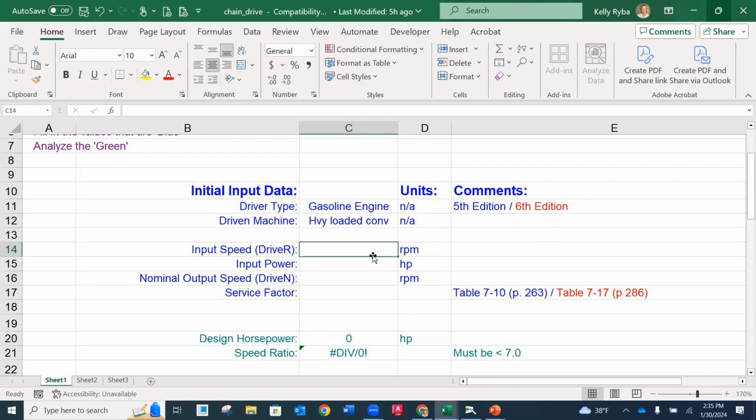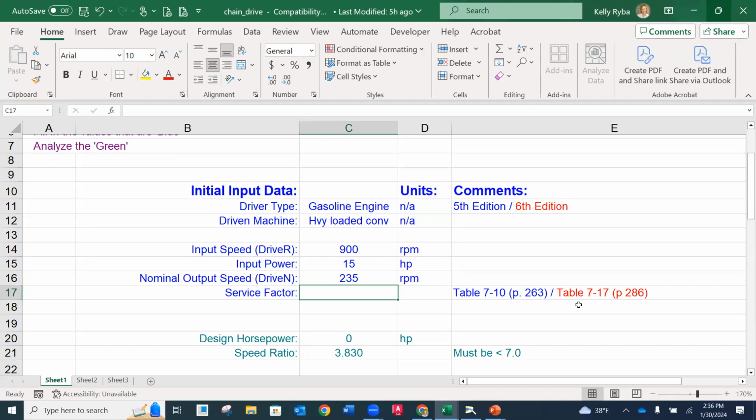Did it give us an input speed? 900 RPMs, good. And input power, 15 horsepower, good. Nominal output speed of our driven machine. It's between 230 and 240, right? So what should we put? 235, yeah, sounds good. And then service factor.